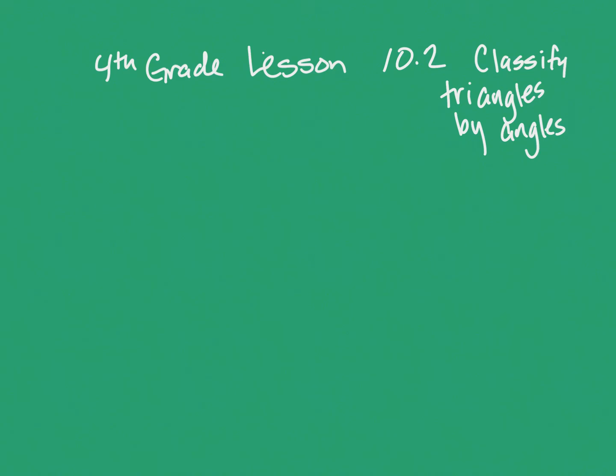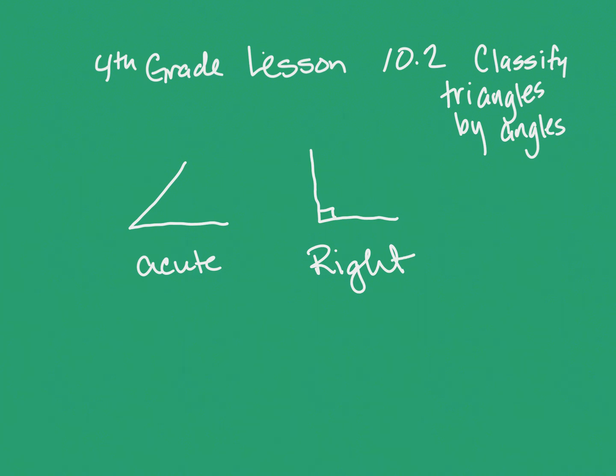Fourth grade lesson 10.2 is classifying triangles by angles. Let me just do a very quick refresher of angle measures. The names of those angles: we have those small angles that are less than 90 degrees, acute angles. We have that perpendicular angle, perfectly 90 degrees, which is a right angle. And then we have those leaning back, very uncomfortable angles.